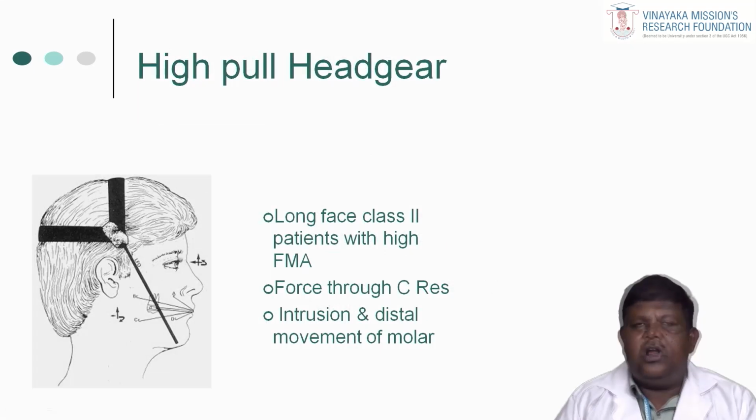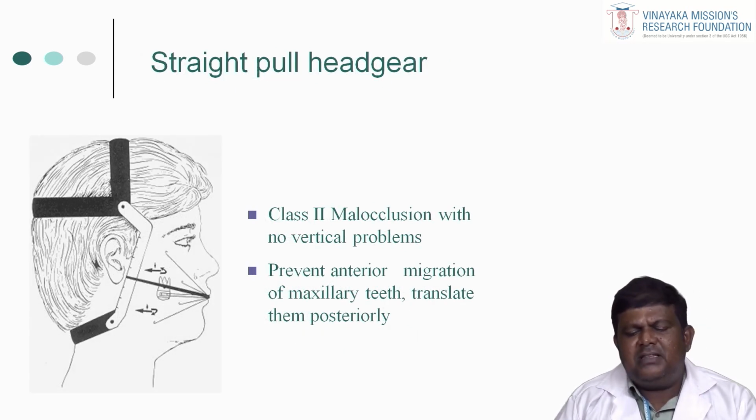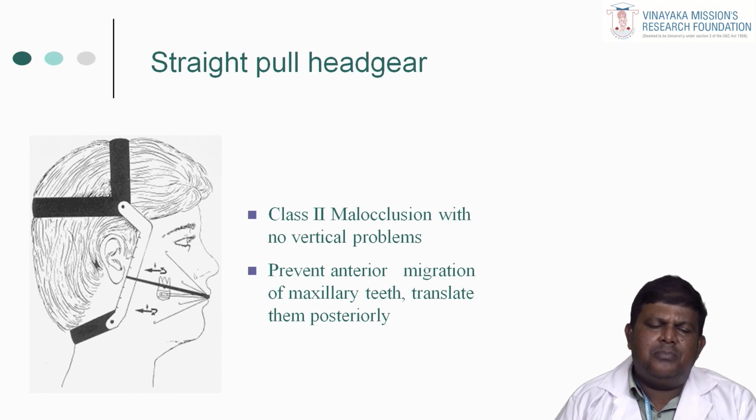High pull headgear: long face, class 2 patients with high FMA. Force through the center of resistance gives intrusion and distal movement of the molar. Straight pull headgear: these are the extraoral appliances. Class 2 malocclusion with vertical problems. It prevents anterior migration of maxillary teeth, so they will be translated posteriorly.